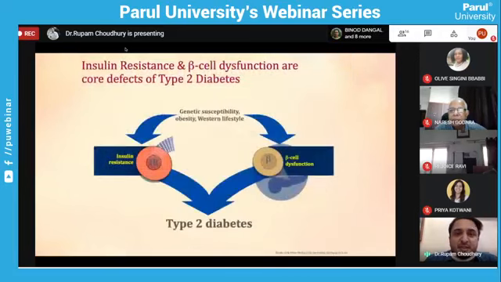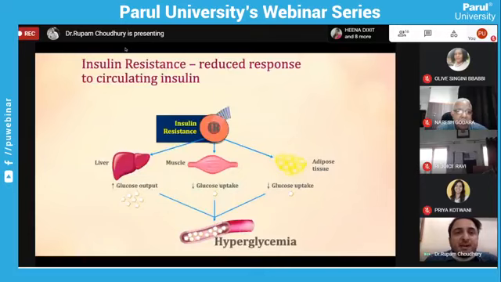Again, insulin resistance and beta cell dysfunction are the core defects of type 2 diabetes mellitus. Both together will cause type 2 diabetes. Insulin resistance is a reduced response to circulating insulin. So what happens is we have higher glucose output from the liver. In muscle, we have lesser glucose intake. In adipose tissue also, glucose uptake is very low. So ultimately, in the blood itself, we have hyperglycemia.